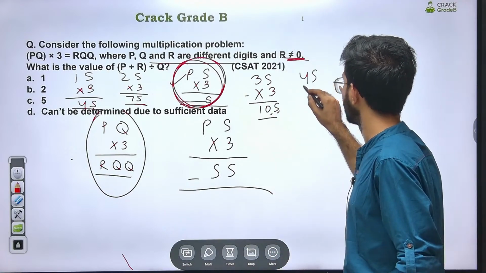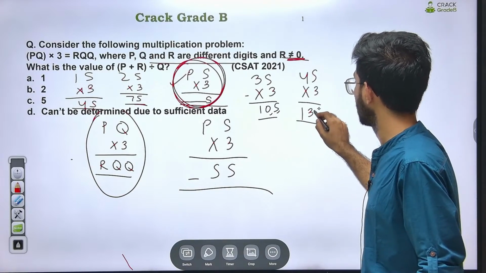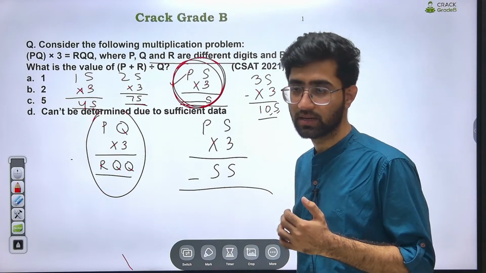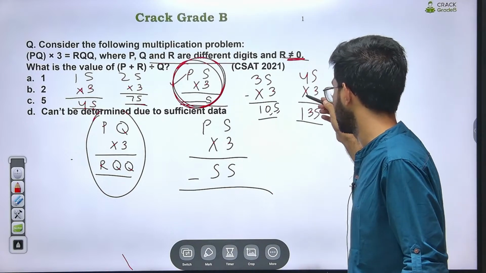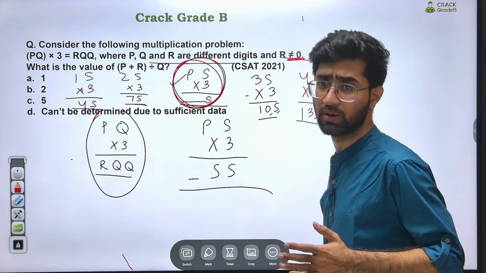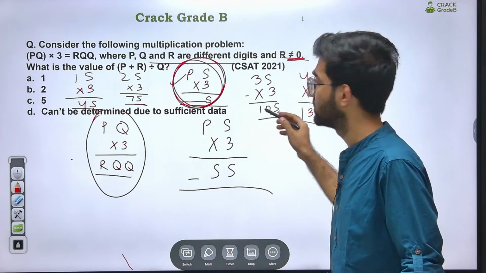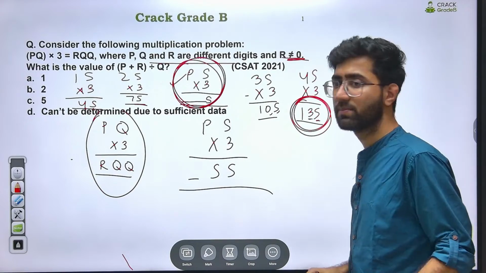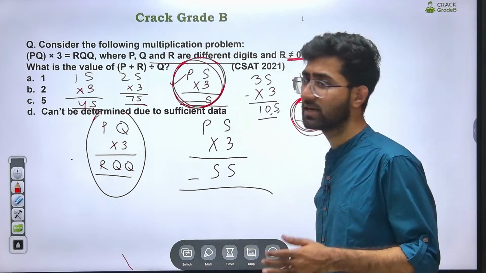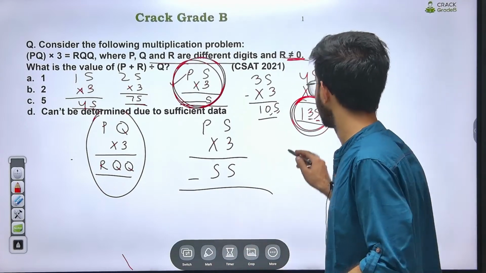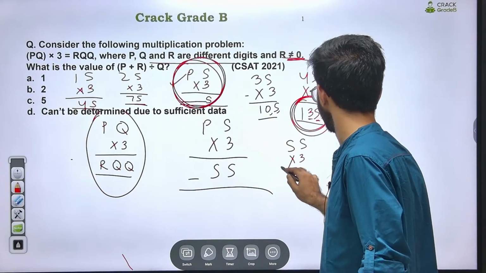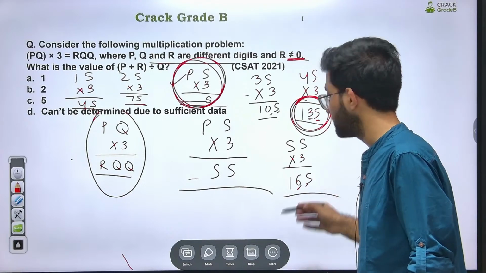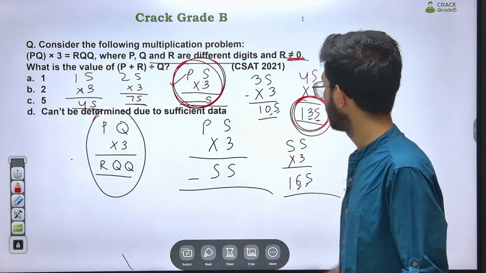Let us take another example. 45 into 3, that is equal to 135. So basically 5 into 3 is 15. 4 into 3, 12 plus 1 is 13. So now we can say that the value of unit place and tens place is not equal to 5. What does it mean? It means that P can't be 4. Let us take another example when the value of P is 5. So 55 into 3 is 165. Right? You can again notice that you are not getting 5 and 5 at units and tens place. So the value of P can't be 5.